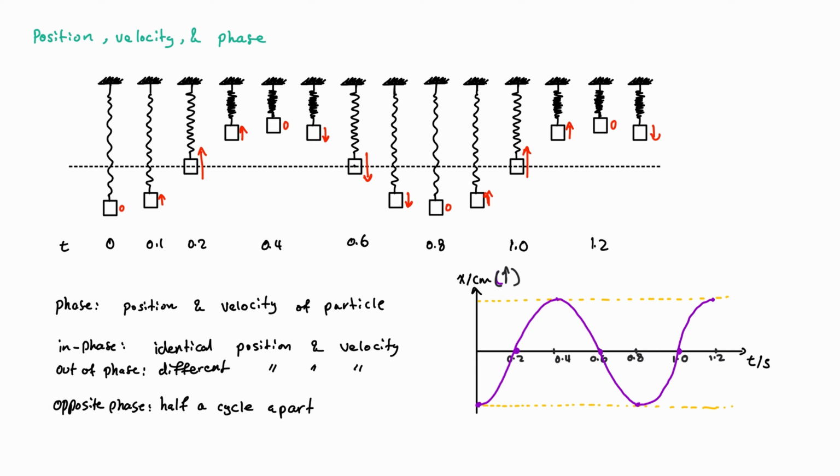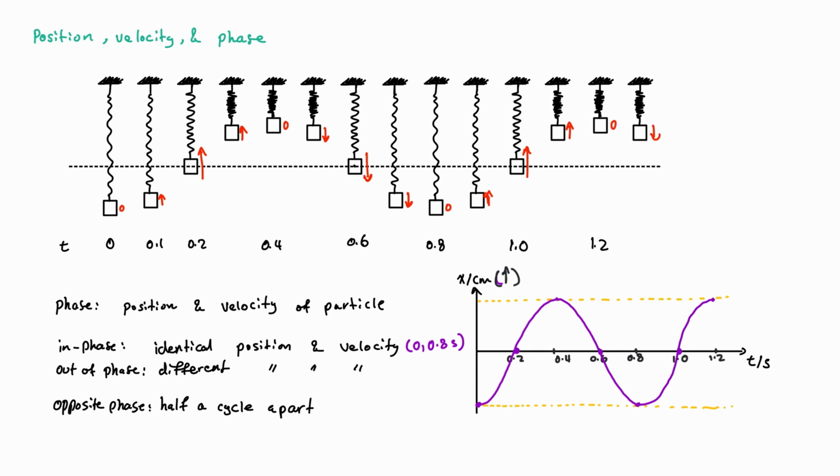When we say 2 points are in phase, it means that they have the identical position and velocity. That would mean that, for example, at this point over here, the object has a position of negative amplitude, because it's in the negative direction. We're taking up to be positive. It's got zero velocity, and these points in between don't have the same position. When we go back to this position, it's the same position, and it's got the same velocity. So these 2 points over here are in phase.